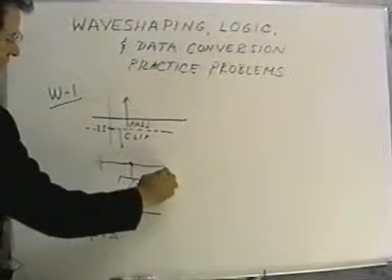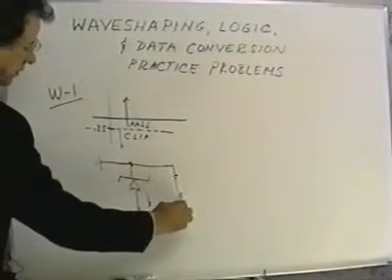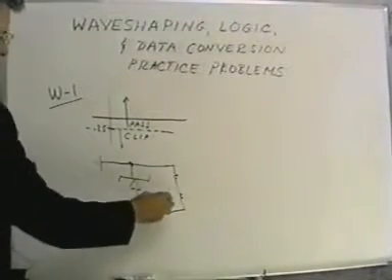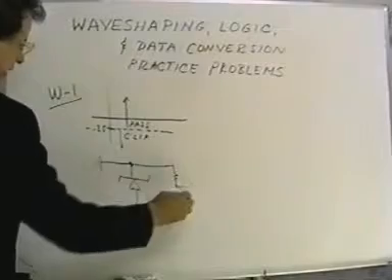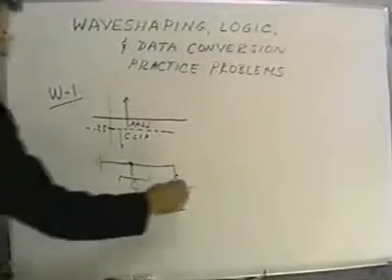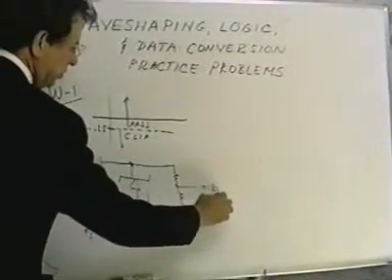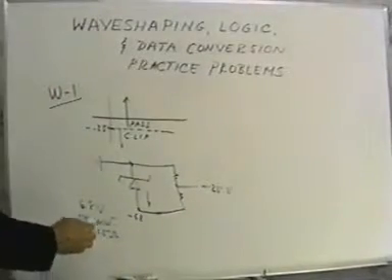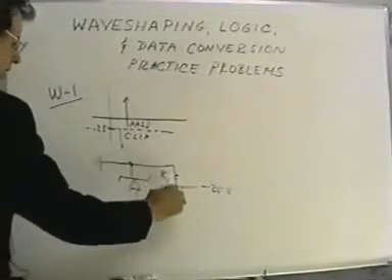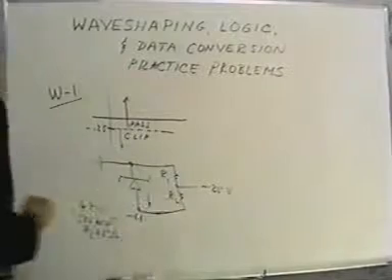So if this is ground and this is at minus 6.8 volts, then I need a voltage divider that will cause the voltage at this point to be minus 0.25 volts. So I'll call this resistor R1 and this one R2.